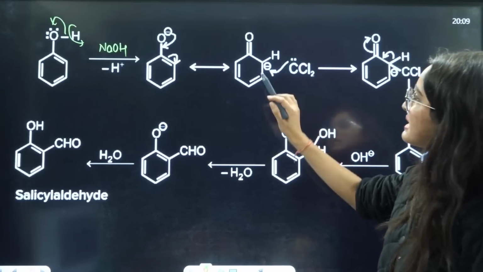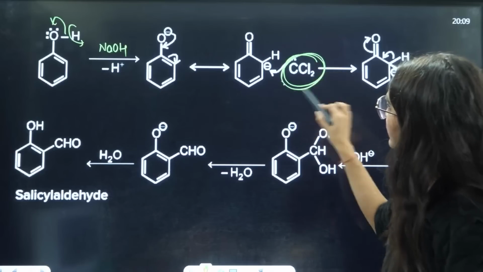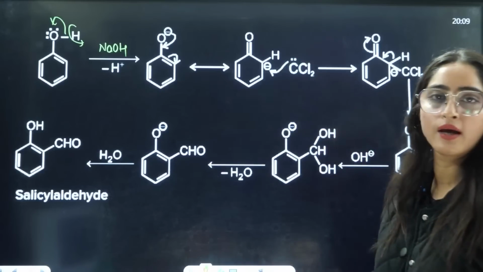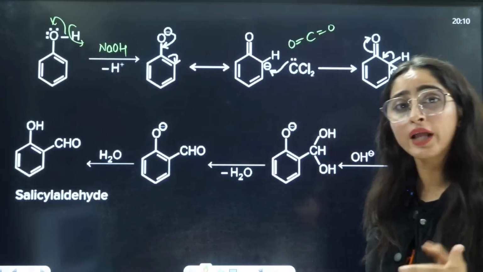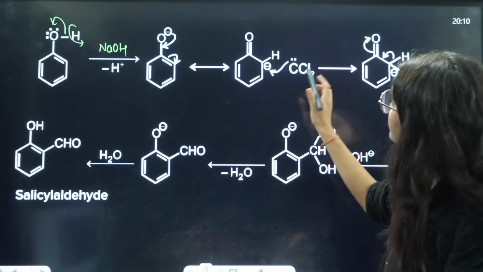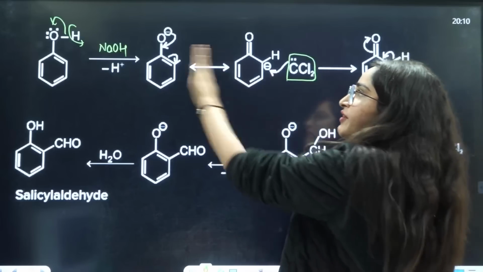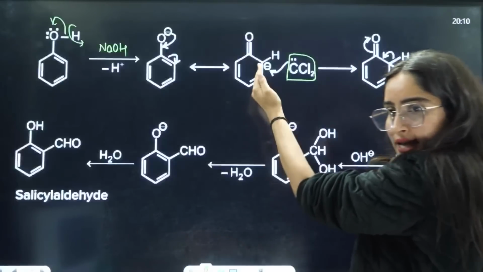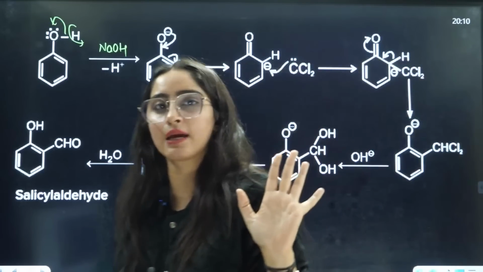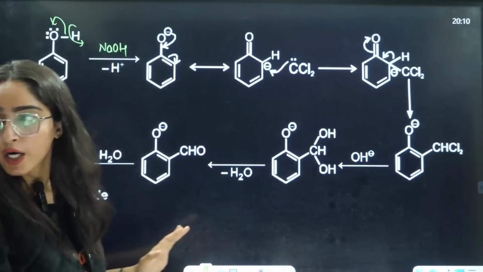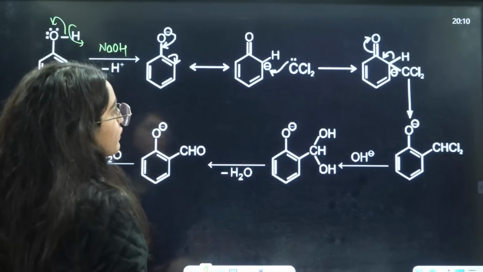Now, this has changed. In Kolbe's reaction, you had carbon dioxide. Here you don't have carbon dioxide. You have a CCl2. Till here everything is same. After this things will change. Till here everything is same here. So now what will happen?